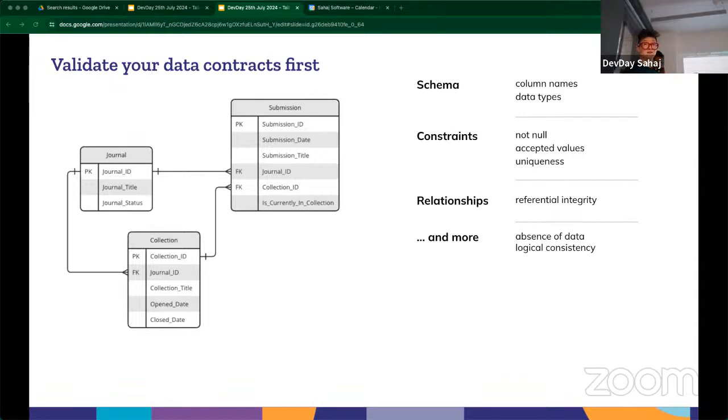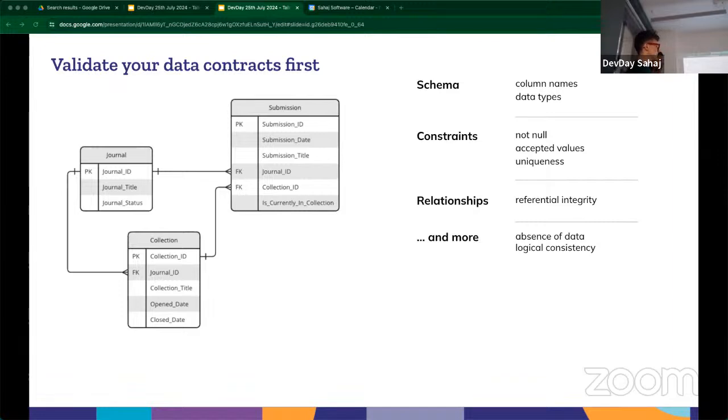And some things are very specific to data engineering, or to some types of data products, that you don't necessarily test for in software engineering, say absence of data. For example, in this publishing business, you don't expect any journals without any submissions. So you would need to test that every journal has at least one submission.